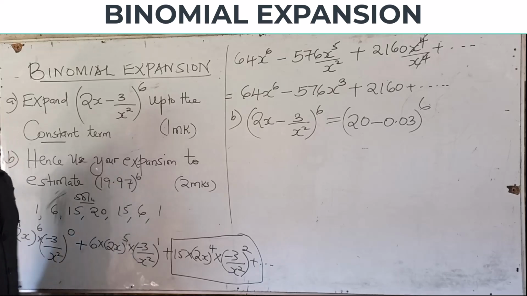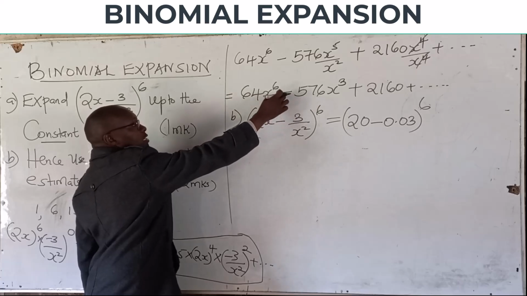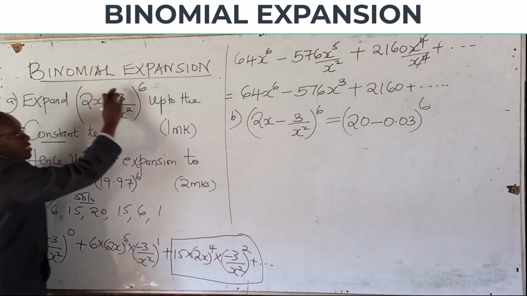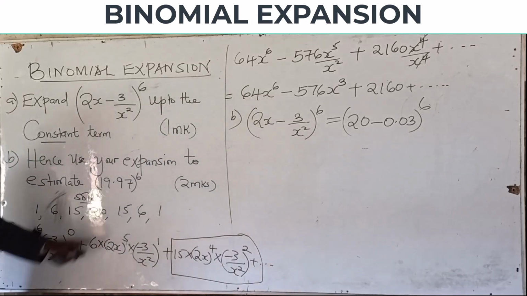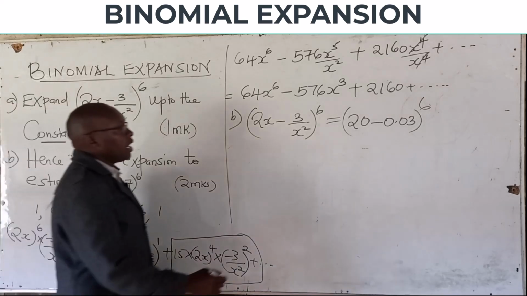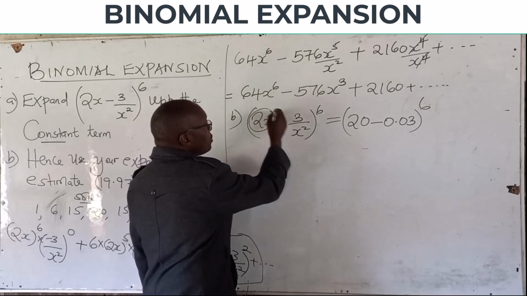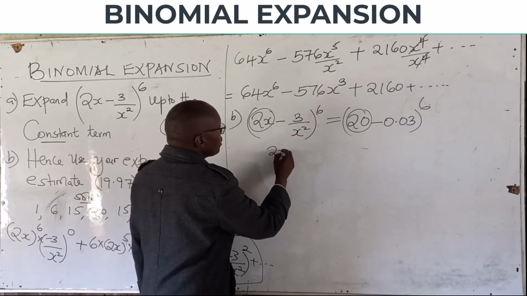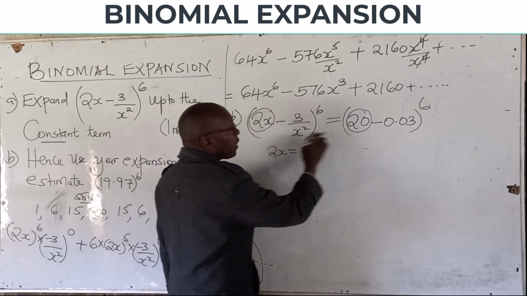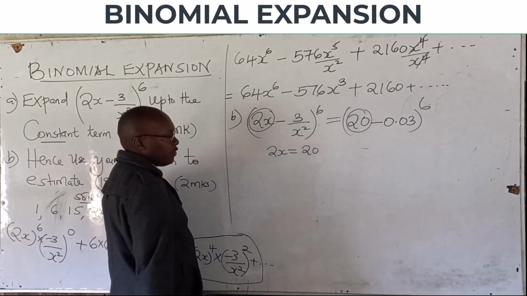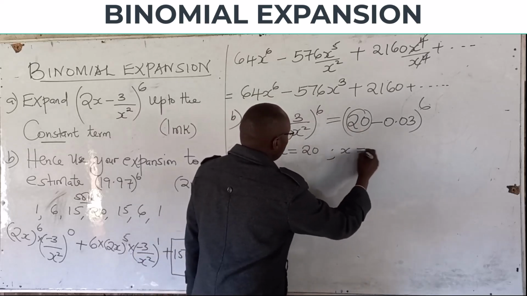So that is how you compare the terms. Since you're using this expansion and you got this expansion from this, you expanded these in order to get that. So that is why I'm equating these to whatever we have here. After doing that, the easiest thing you can do is either compare this one with this one, so 2x is equal to 20, or you can simply take -3 over x squared equal to this. It will still give you the value of x. So 2x is equal to 20. Therefore, x will be 10.